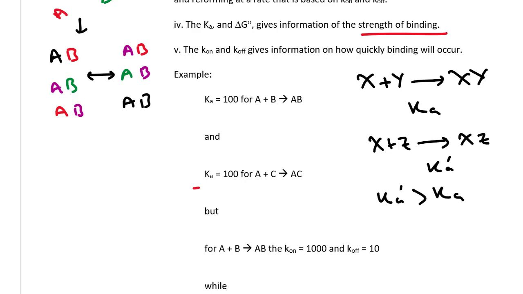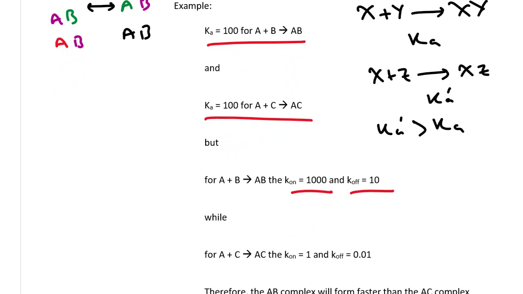The K on and K off give information on how quickly binding will occur, and we talked about that before. Example, Ka equals 100 for A plus B goes to AB, right here. And Ka equals 100 for A plus C going to AC. So the strength of binding is the same between them, but for A plus B goes to AB, the K on equals 1000 and the K off equals 10, while for A plus C going to AC, the K on equals 1 and the K off equals 0.01, right here. And both of these things are fine as far as the equilibrium constant goes.